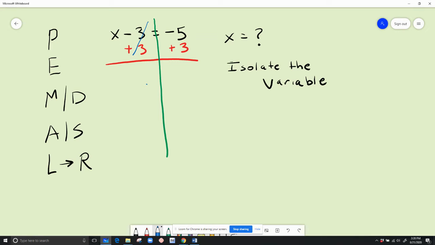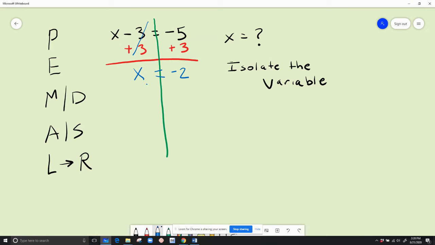So what's left on this entire side of the equation? Just x is left all alone because these 3's canceled out. And this equal sign always stays. And now we solve this. -5 plus 3 is -2. So now we have x all by itself, and we have everything on this side simplified.